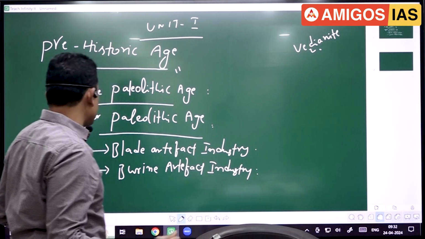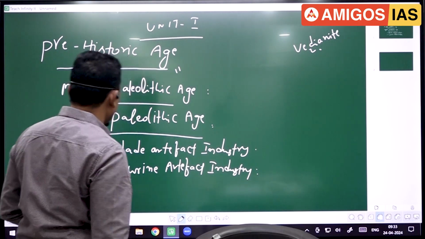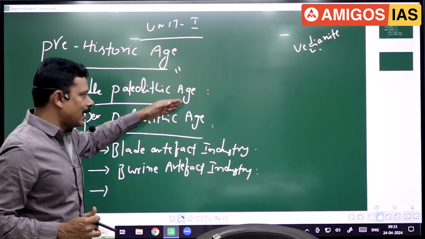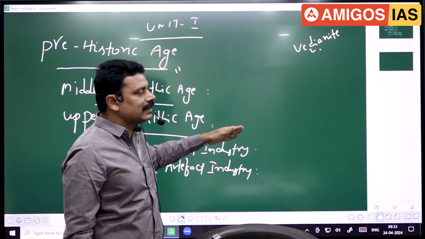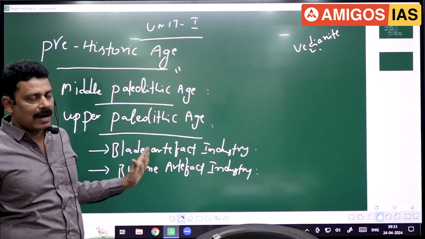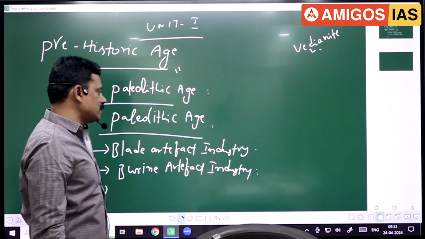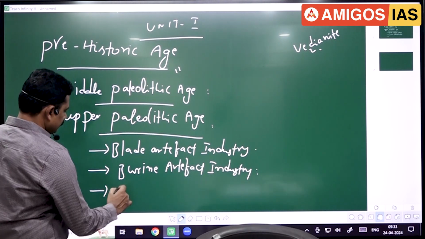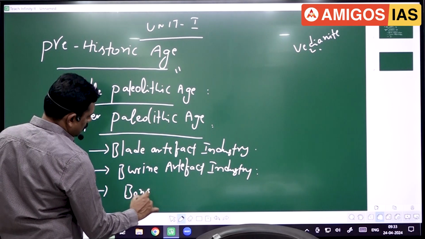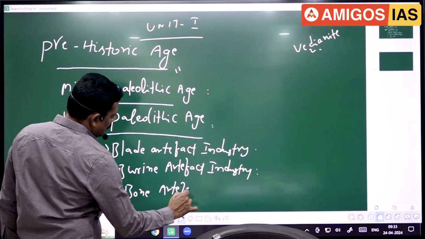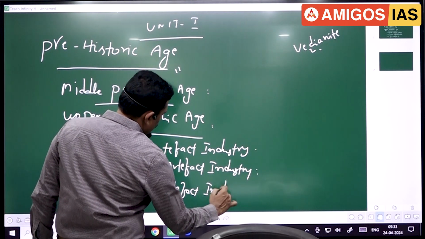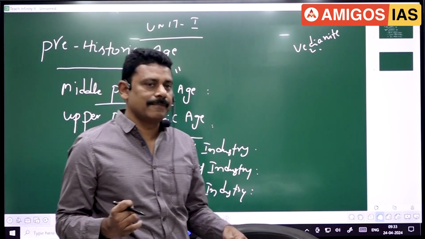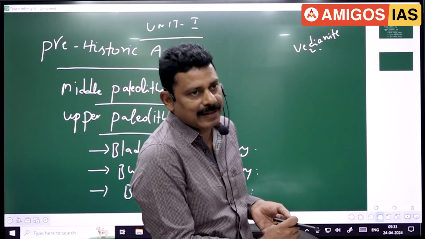Then one more variety of industry that was developed by the humans in the Upper Paleolithic period. By the close of the Upper Paleolithic period, around 10,000 BC, a new variety of implements was produced by the humans here. Bone artifact industry. Animal bones began to be used for making tools and implements by the closure of the Upper Paleolithic period.